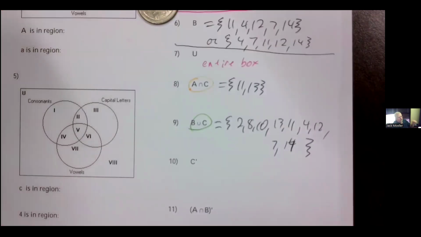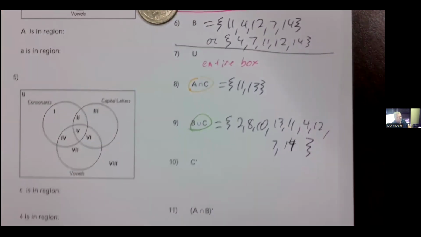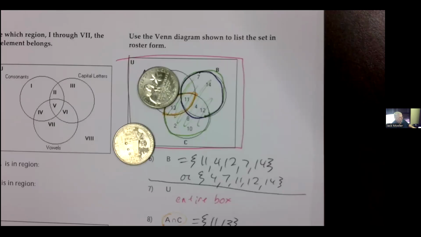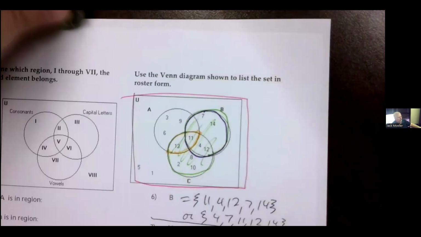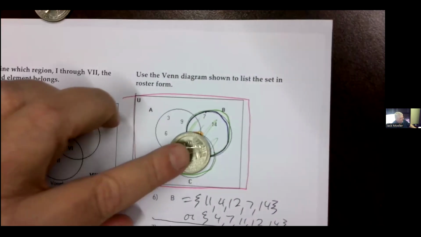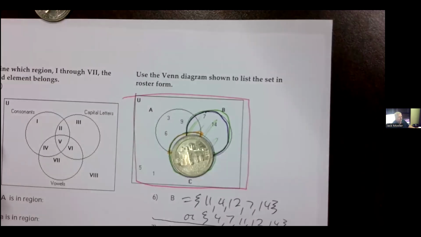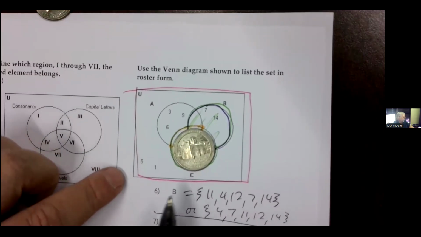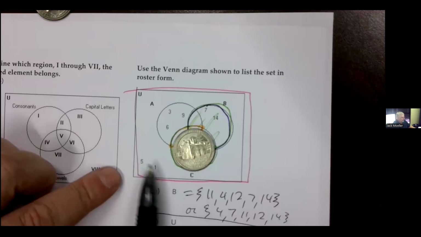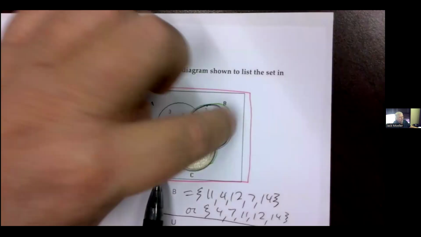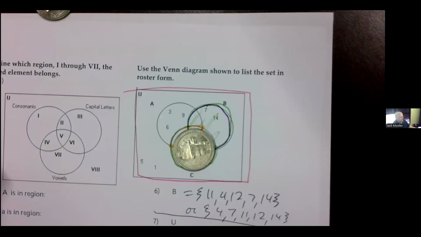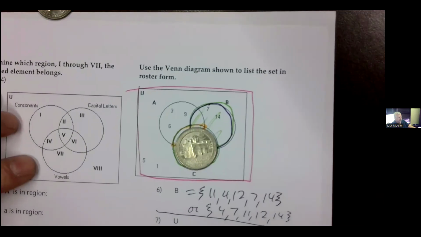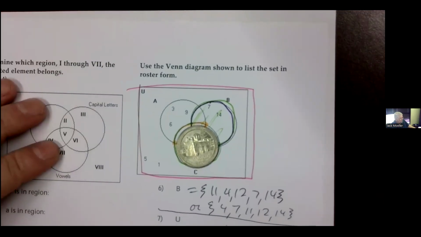Okay, how about C complement? Since this is on paper, this comes in really handy. C complement is everything in the universe that's not in C. I'm not going to write this one out, but here you go: 1 and 5, 3, 6, and 9, 7, and 14. So complement works just the same with 3-set Venn diagrams for a single set like it does with a 2-set Venn diagram.